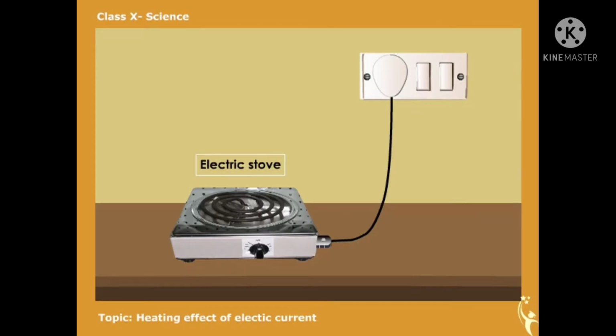It is a matter of common experience that whenever a large amount of current flows through a conductor, the conductor dissipates heat. This is called the heating effect of current.